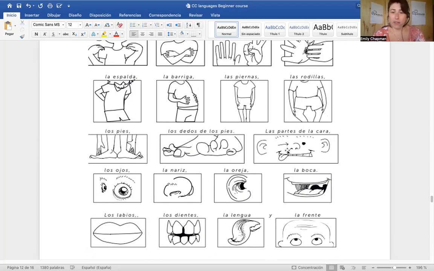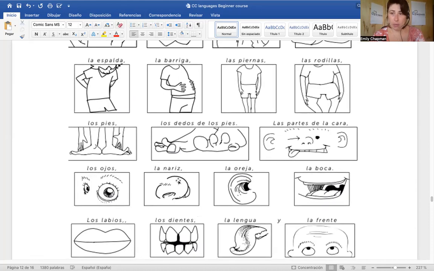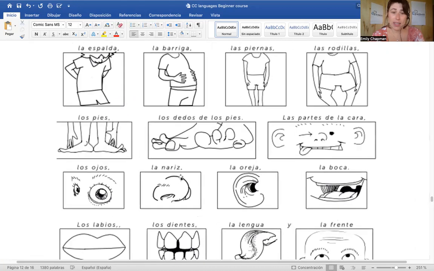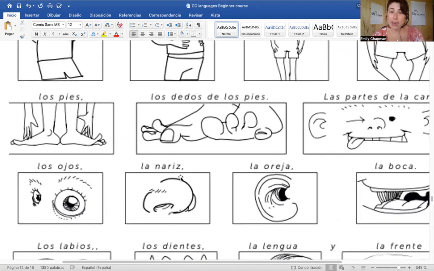And then we have parts of the face, las partes de la cara. Los ojos, remember the J, the throat sound, los ojos. La nariz. Also, if we want to have a little recap of the masculine and feminine words, because ojo is an O ending, it's masculine. One eye would be el ojo, and two eyes, los ojos. And nariz, words ending with a Z in Spanish are normally feminine, la nariz, with the la feminine.